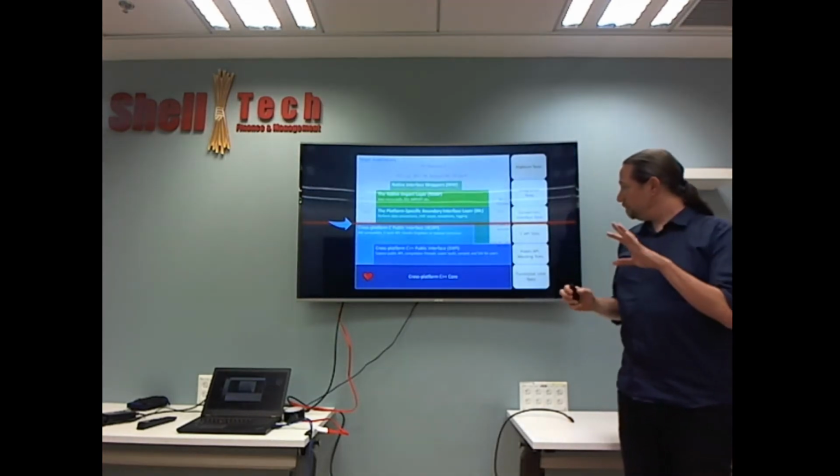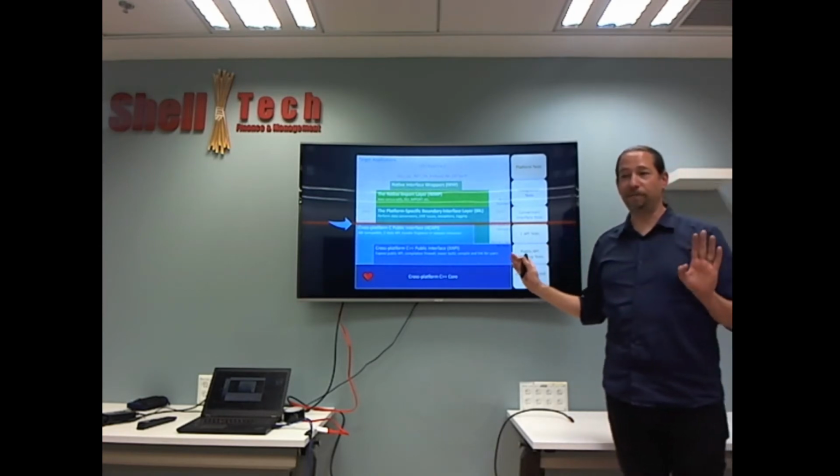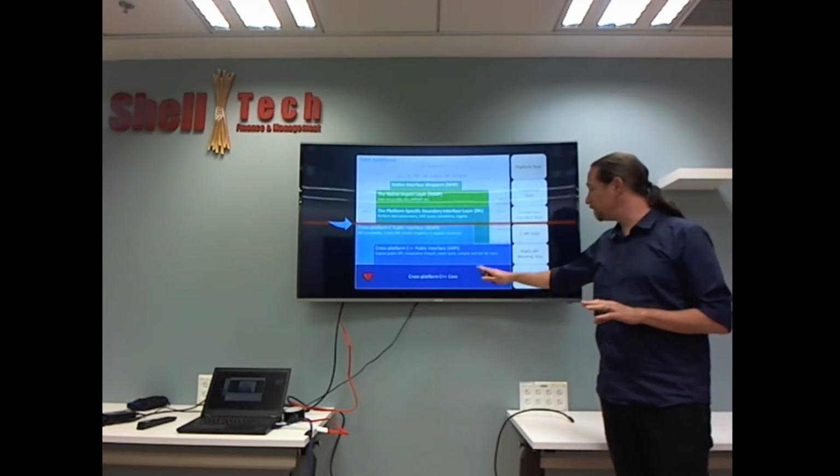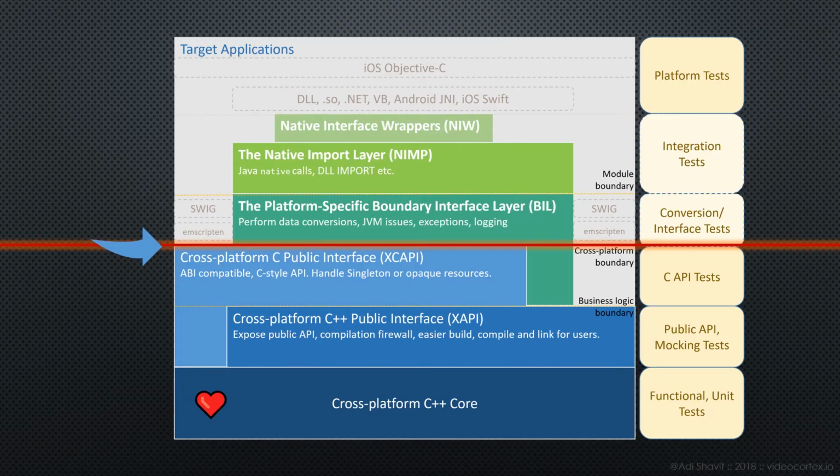Now, we just passed the halfway line, right? So we saw the first 3 layers. We saw our core with the functional and unit tests. We saw our C++ public interface, the XAPI layer, the cross-platform CAPI layer. And now we're going to cross the cross-platform boundary, okay? So there's no more of this beautiful land of portable C++, assuming that exists for the particular subset of systems that you're using. And we're going to cross into this layer.